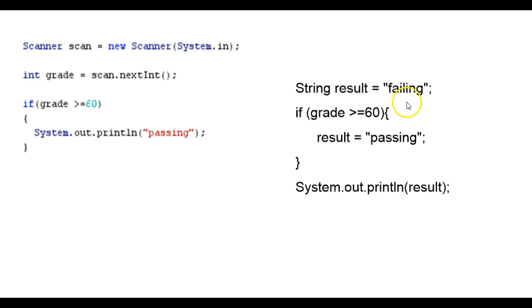And then print out result. So this has the benefit of allowing you to print out failing or passing with just an assignment statement. An assignment statement is less weighty or less memory intensive, so to speak, than a conditional test. So by doing this conditional test here, and using our string result equals failing in the beginning, this allows us to have two options to print out. Either say failing or say passing.